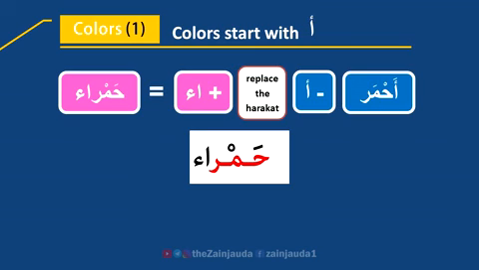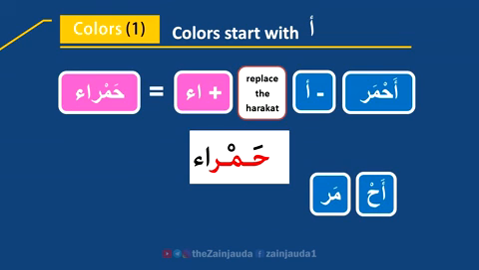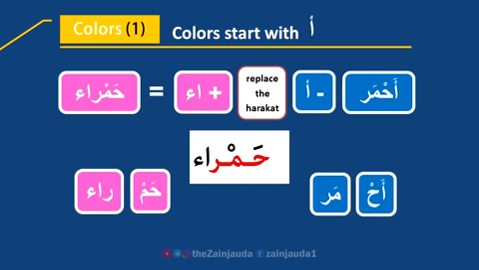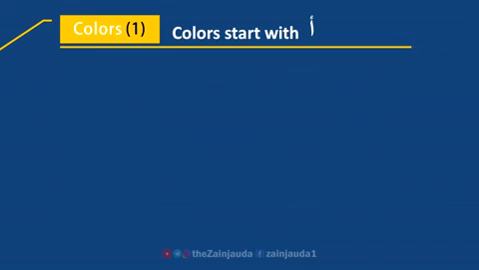Notice that the masculine ahmar consists of 2 syllables. Hamra also consists of 2 syllables. Now notice the difference. Ahmar, hamra. Ahmar, hamra. Let's apply the rule again to another color.